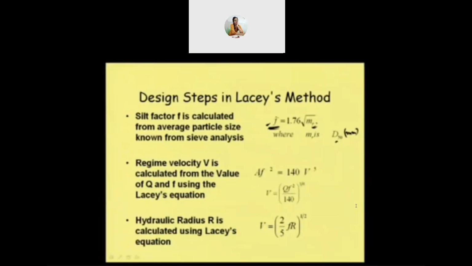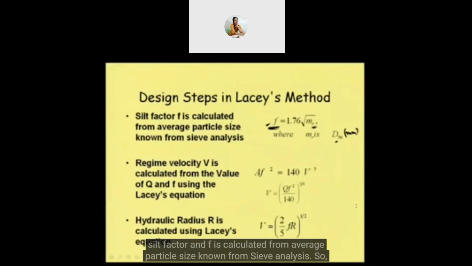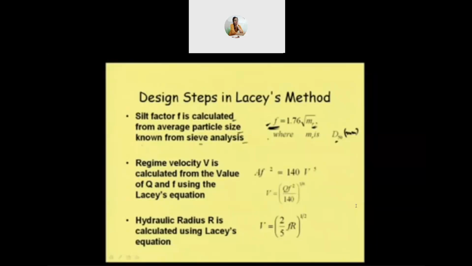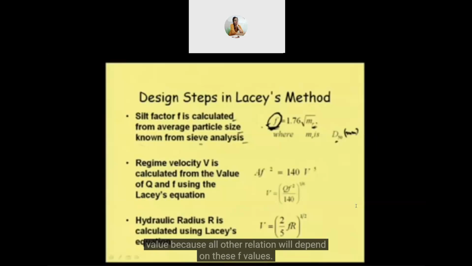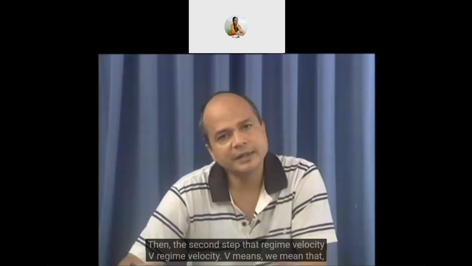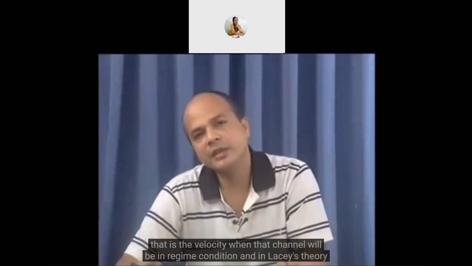So the first step is that the silt factor F is calculated from the average particle size known from sieve analysis. We should be very careful in determining this F value, because all other relations will depend on it. Then the second step is the regime velocity V. Regime velocity V means the velocity when the channel will be in regime condition.